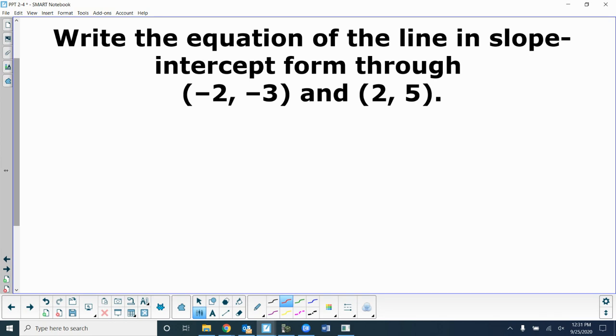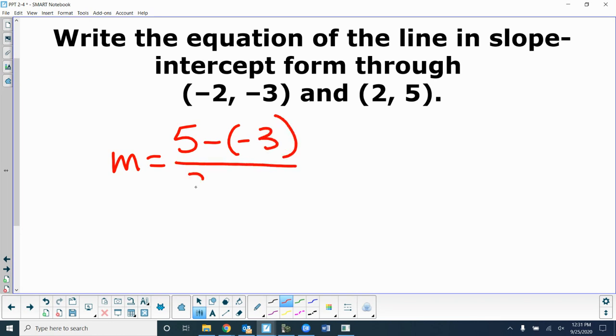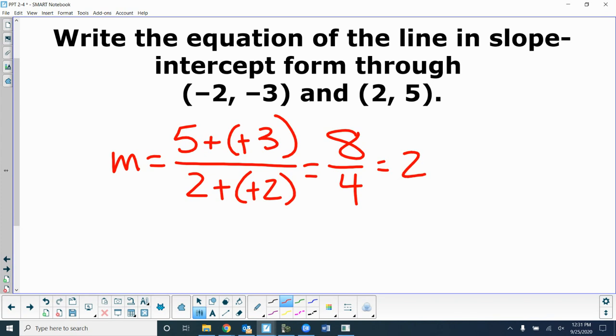All right, we gotta do our slope formula, y2 minus y1 over x2 minus x1. Minus a negative is what? Positive. What's 8 divided by 4? 2. So now I know m. To find the equation, once I know slope, how many points do I need? 1, right? Does it matter which one I pick?